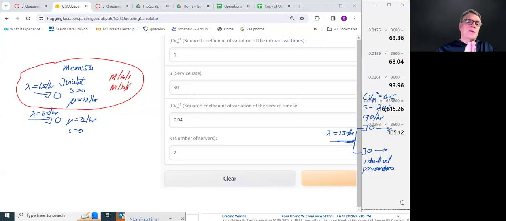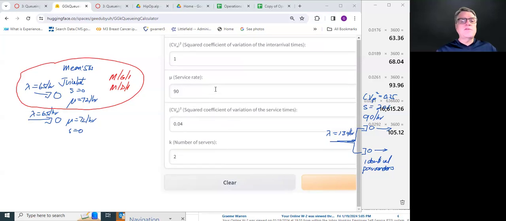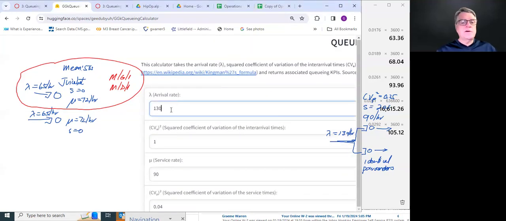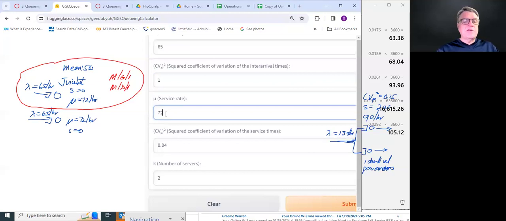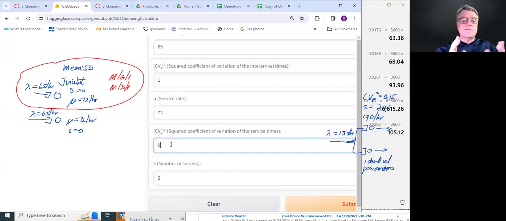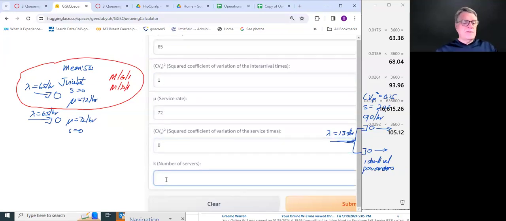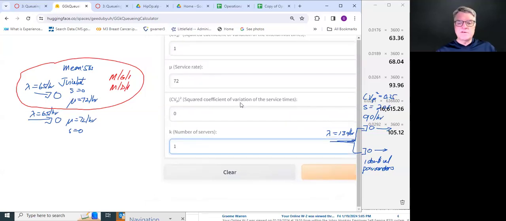Now, I want to start with this GG1 since it's open. To get this to go, we just make this 65. It is a Poisson process with a CV sub a squared of 1. Service rate has to go down to 72. This becomes 0, and there's just one server. I'm analyzing one of these juice bots because the two would be statistically identical and independent, essentially. So let's go ahead and say submit.